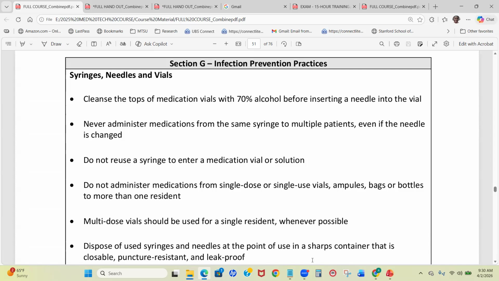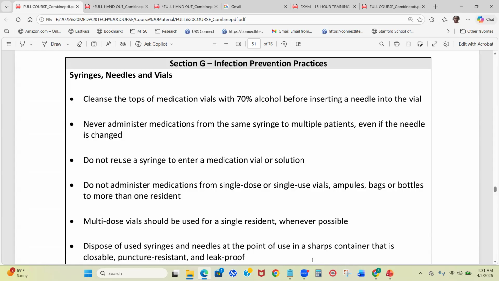You are going to give five, or you're going to give 10 units of the insulin. Always clean the top first before you squeeze it out. That's what this is talking about. Never administer medication from the same syringe to multiple patients, even if the needle is changed. Don't do that. Do not reuse a syringe to enter a medication vial or solution.